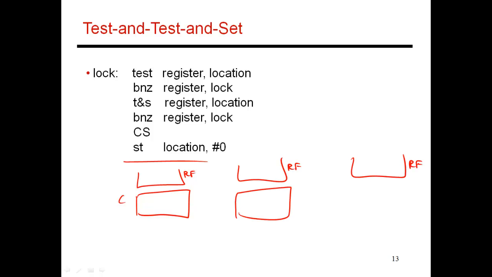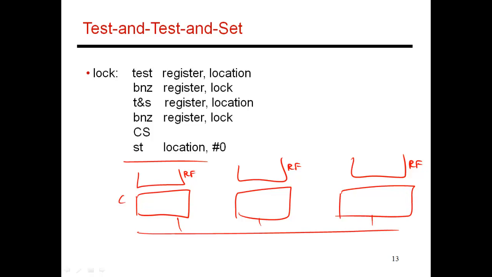Okay, I'm just going to draw this for 3 processors. Here's the bus that they share, and here's the backing main memory. So these are all the caches. So let's assume that thread 1 currently holds the lock.